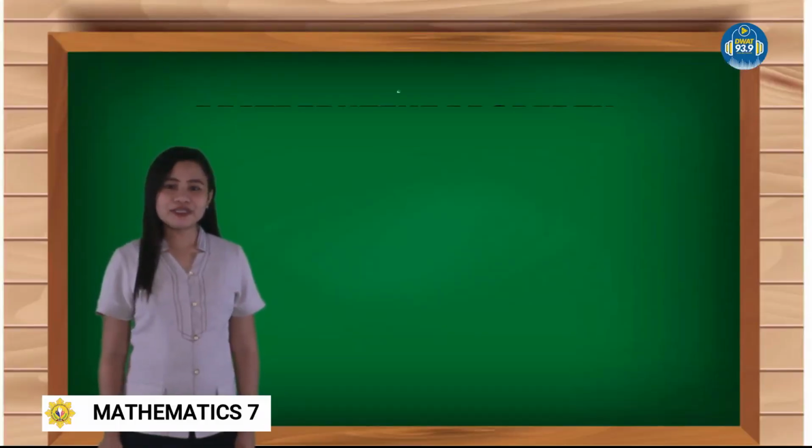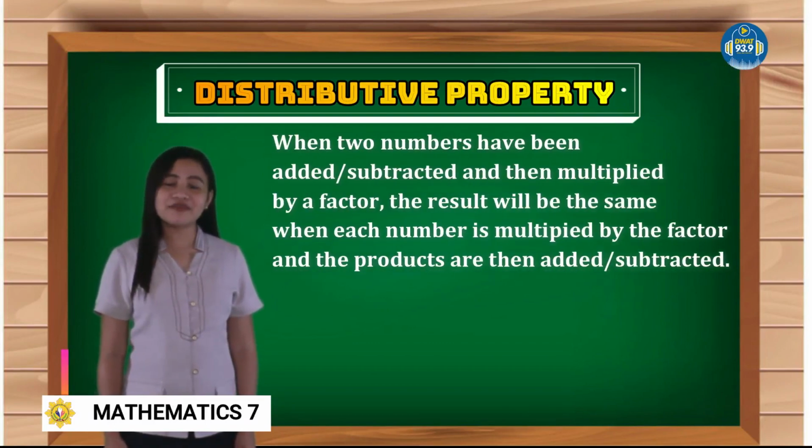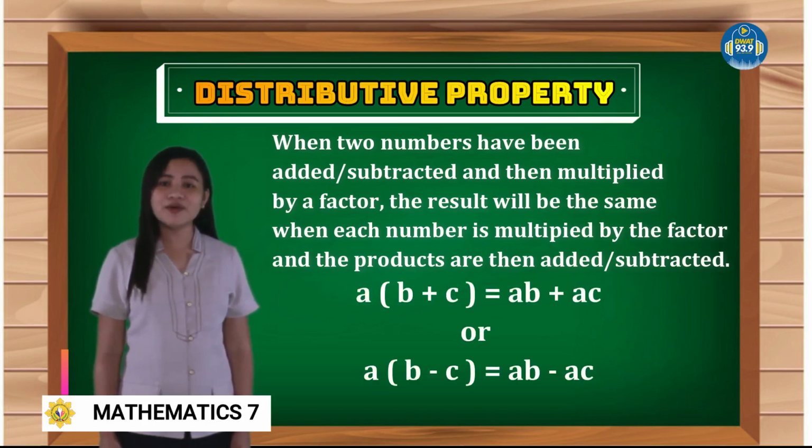The fourth property, which is the distributive property, states that when two numbers have been added or subtracted and then multiplied by a factor, the result will be the same when each number is multiplied with a factor and the products are then added or subtracted. That is, A times the quantity of B plus C is equal to A times B plus A times C. Or A times the quantity of B minus C is equal to A times B minus A times C.